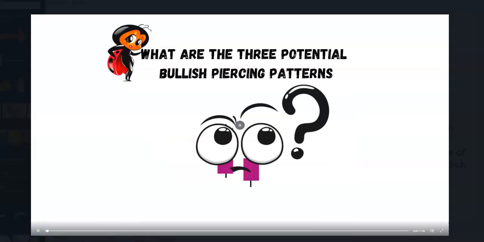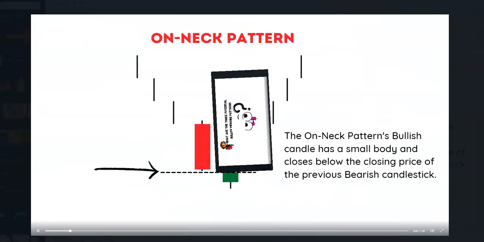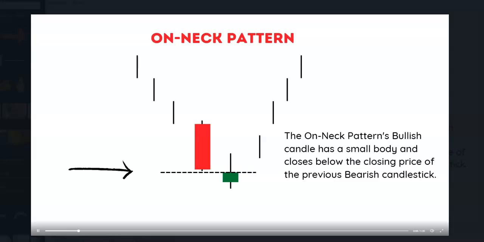We're going to start with the first pattern, which is our on neck pattern. With this particular pattern, as you see here, it is a very small body candle for the bullish candle, and it actually closes below the closing price of the previous bearish candle. So this is one of the piercing bullish candlestick patterns, which is wonderful. Let's go ahead and go to the next one.